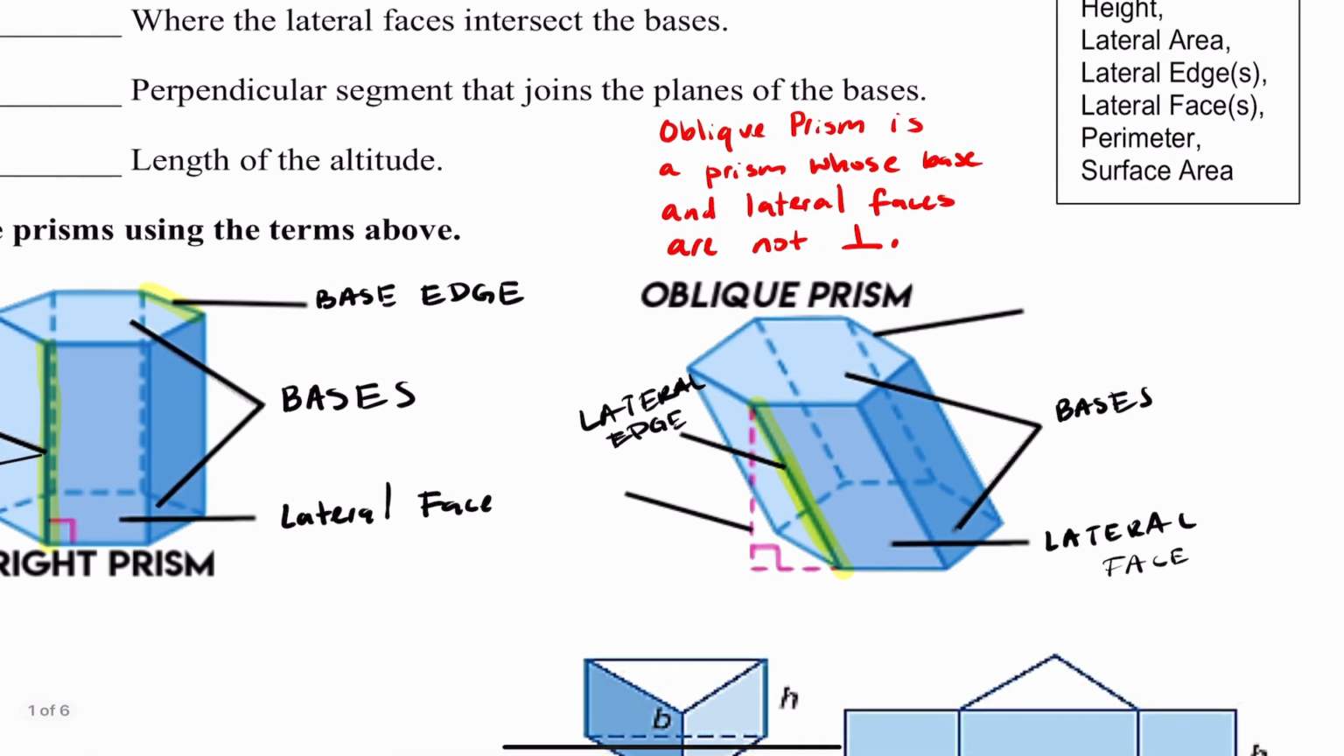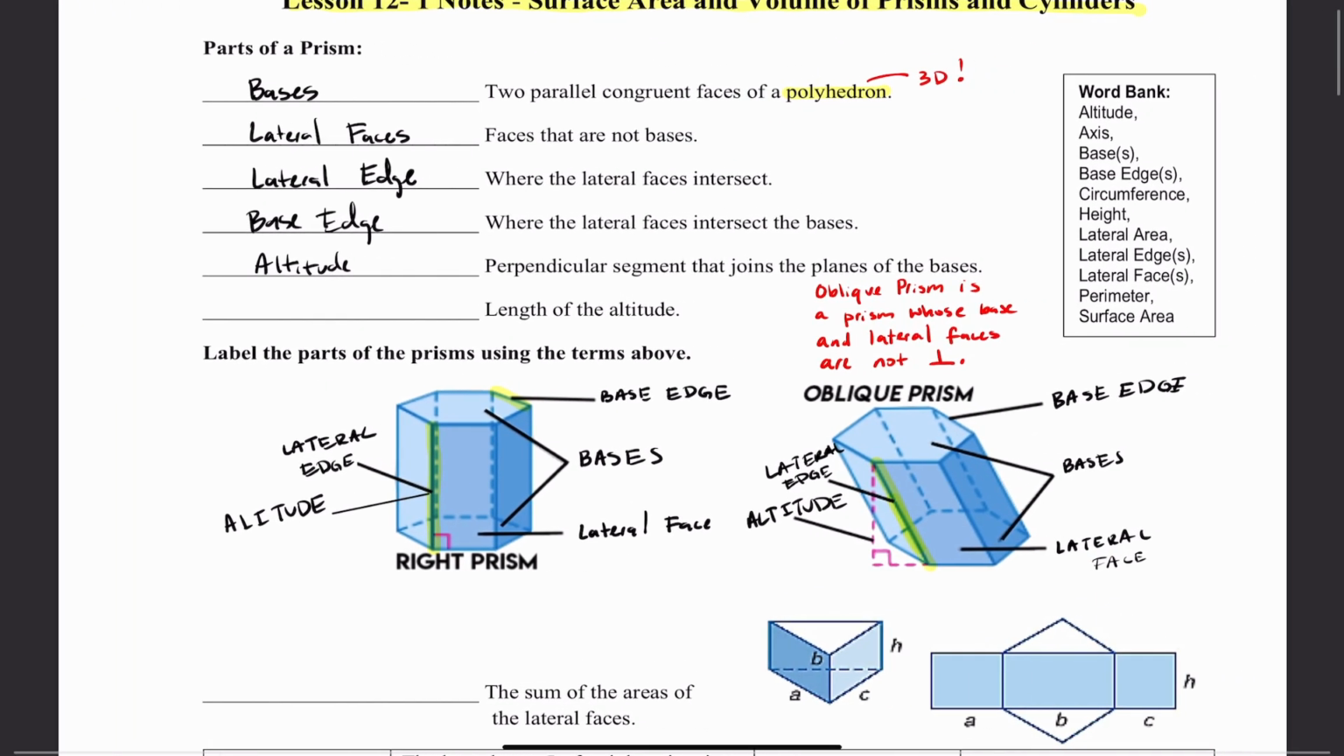And then over here, this is the base edge. And then this, remember, an oblique prism is a prism whose base and lateral faces are not perpendicular to each other. But if it was a right prism, then this would be the altitude. And to give a measure or length of the altitude, we call it the height. So we can also call this the height if we give it a number. Okay, so those are parts of a prism.